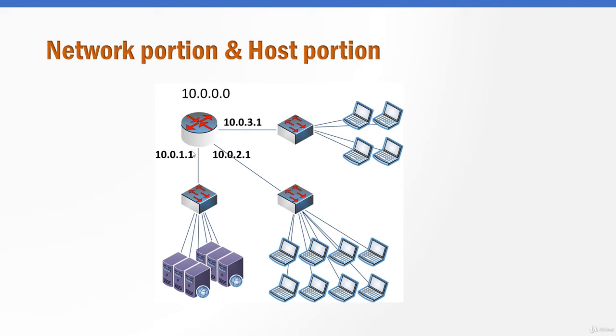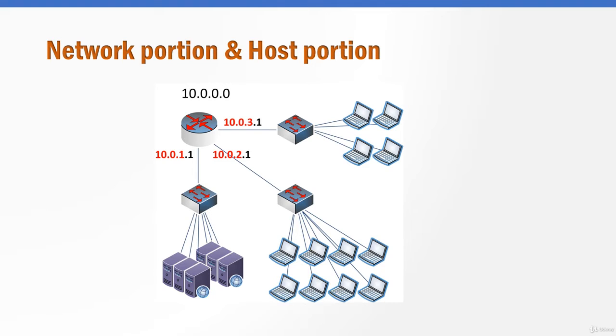The gateway for the server network is going to be 10.0.1.1. The gateway for the second network is going to be 10.0.2.1, and the gateway for the third network is going to be 10.0.3.1. These are the network portions of each of these addresses. You can see that these are actually different networks. The point of the network portion is to differentiate different networks.